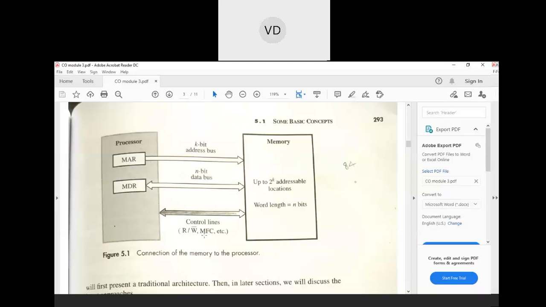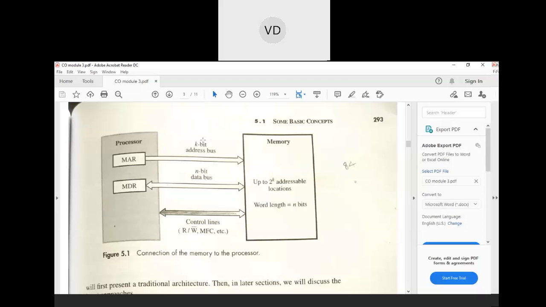Once this signal is active, the processor understands that the data is already stored in the MDR register. So that data can then be used by the processor. It will read the data from the MDR and then do the processing. This is how the read operation takes place.